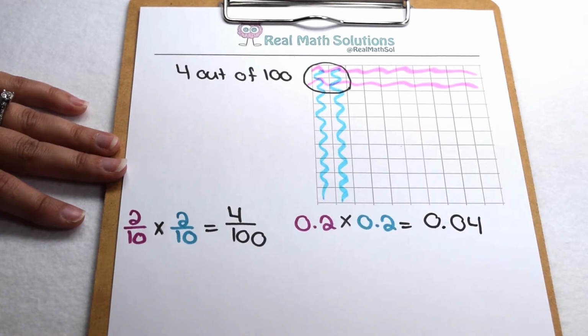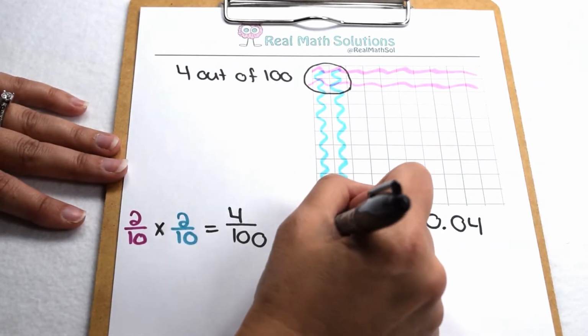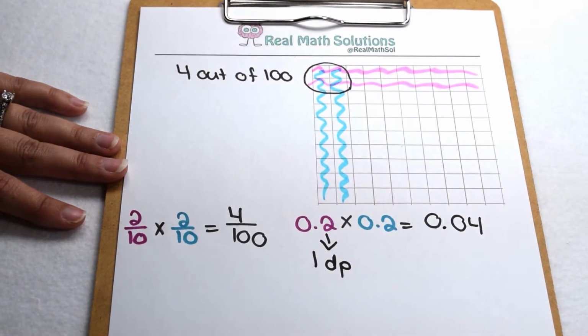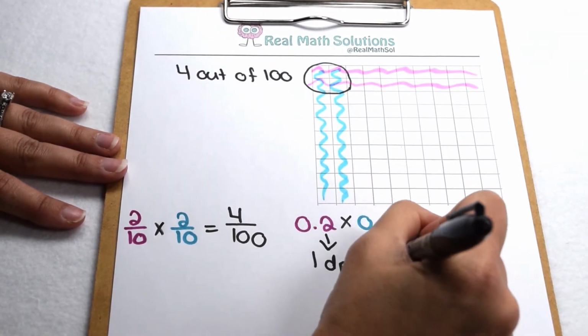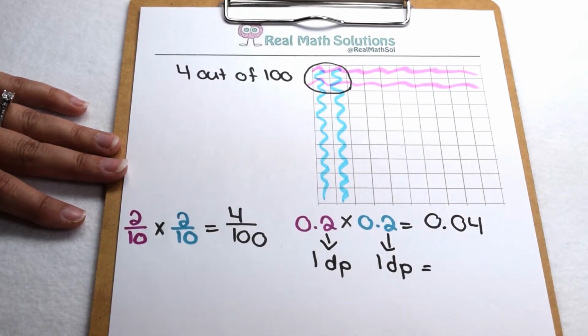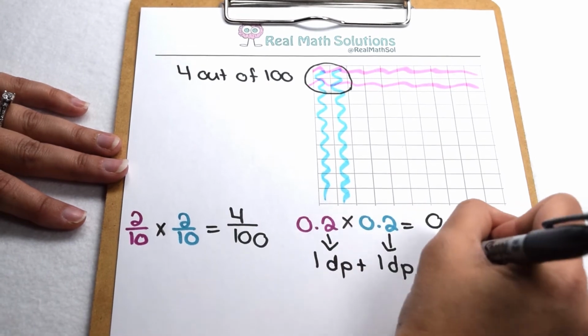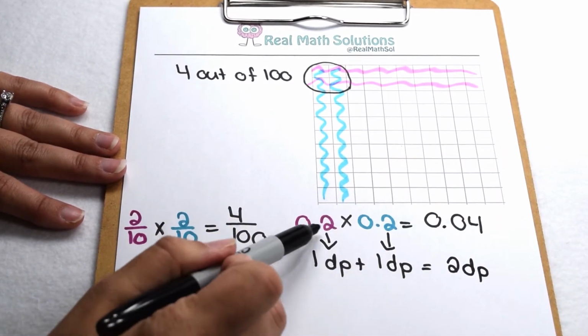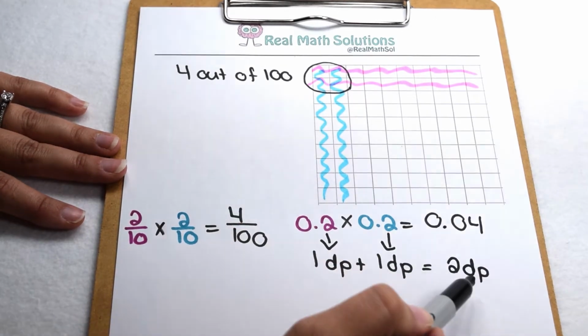Well, decimals don't have denominators, but they have place values behind the decimal. Tenths is represented by 1 decimal place. So I have 1 decimal place here, and I have 1 decimal place here. Well, tenths times tenths does give me hundredths, and hundredths is represented by 2 decimal places. So if I count how many total decimal places I have in my factors, that tells me how many total decimal places I'm going to need in my product.